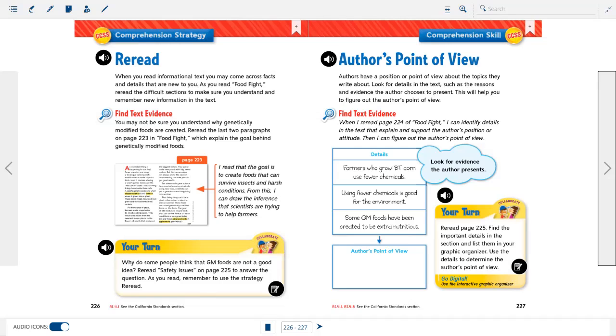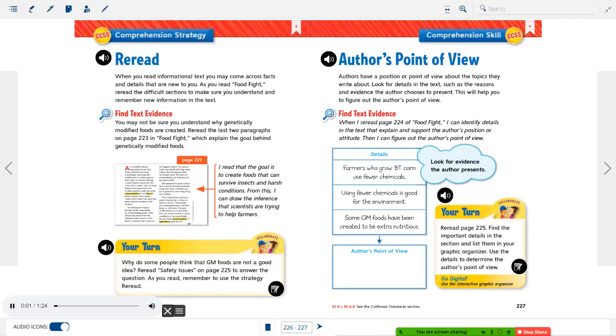Our comprehension skill this week will be about the author's point of view, which is basically looking at the writing through the author's eyes. What is it that they're trying to show you? What is their position or their view, or what kind of point are they trying to make? So let's go ahead and read through these.